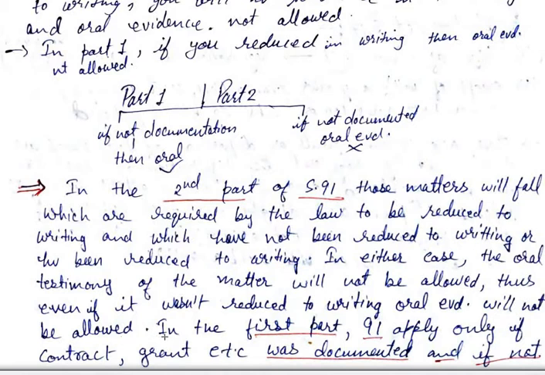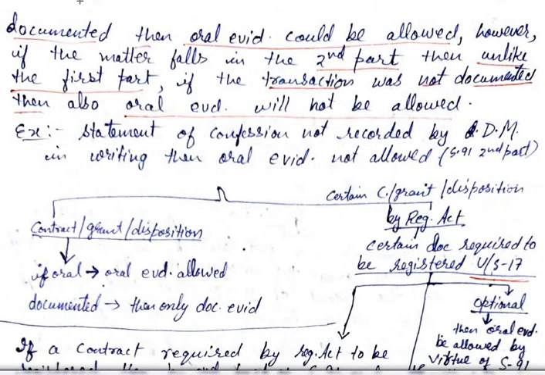So write it down. In the first part, section 91 applies only if the contract, grant, etc. was documented. And if not documented, then oral evidence would be allowed. However, if the matter falls in the second part, then unlike the first part, if the transaction was not documented, then also oral evidence will not be allowed.